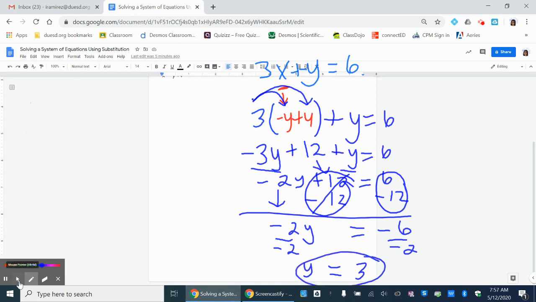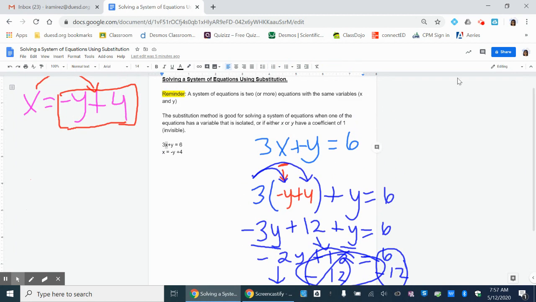And now, since I already have at least one of the variables, it should be easier to solve for x. Because you guys have to remember that a system has 2 variables most of the time. And in our case, they're going to be x and y. So I know what y is. I know that y is 3. So now I have to figure out what x is.